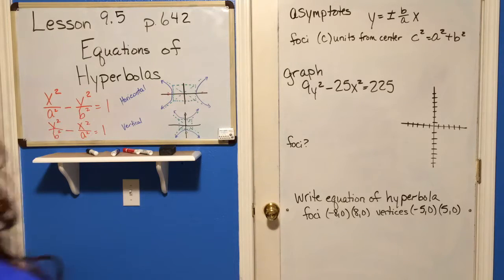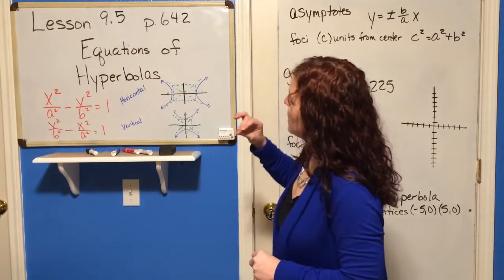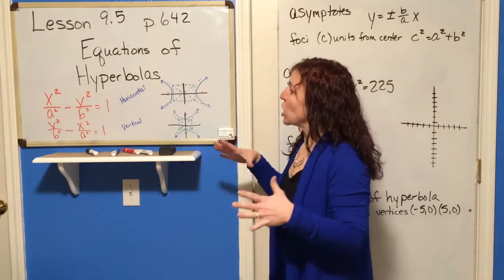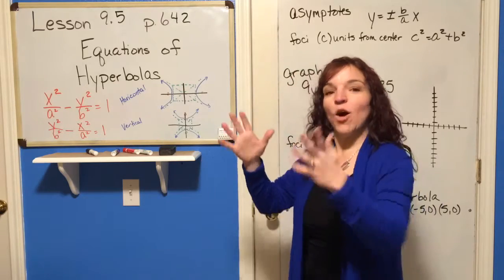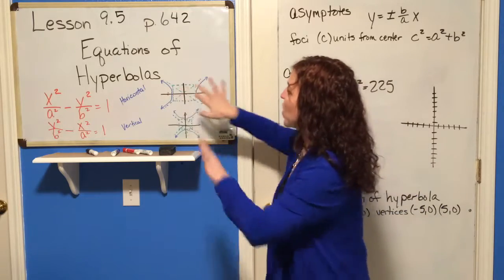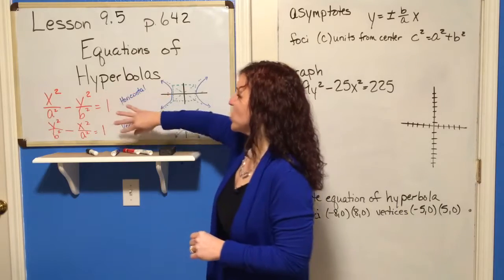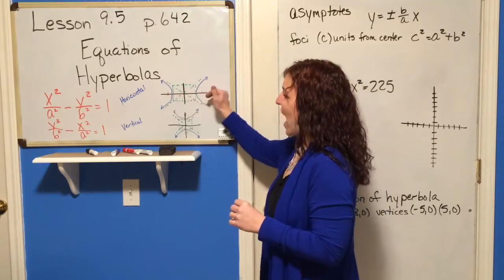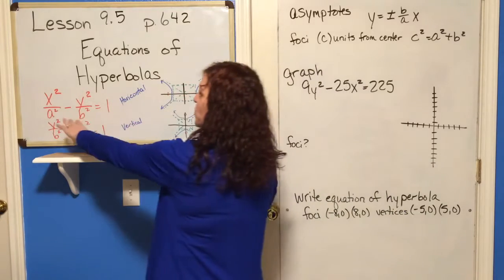Section 9.5 is equations of hyperbolas. Let's just jump right in and look at it. Hyperbolas are like two parabolas, only they're facing away from each other. There are two different equations for hyperbolas, because if they're on the x-axis, that's different from if they're on the y-axis. Here's what happens.